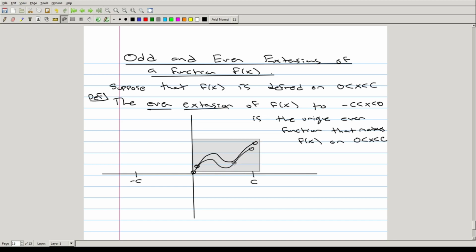So remember that an even function is a function that is symmetric across the y-axis. And so this is what the even extension of f of x looks like. Sometimes I'll call this f even of x to denote exactly what it is.